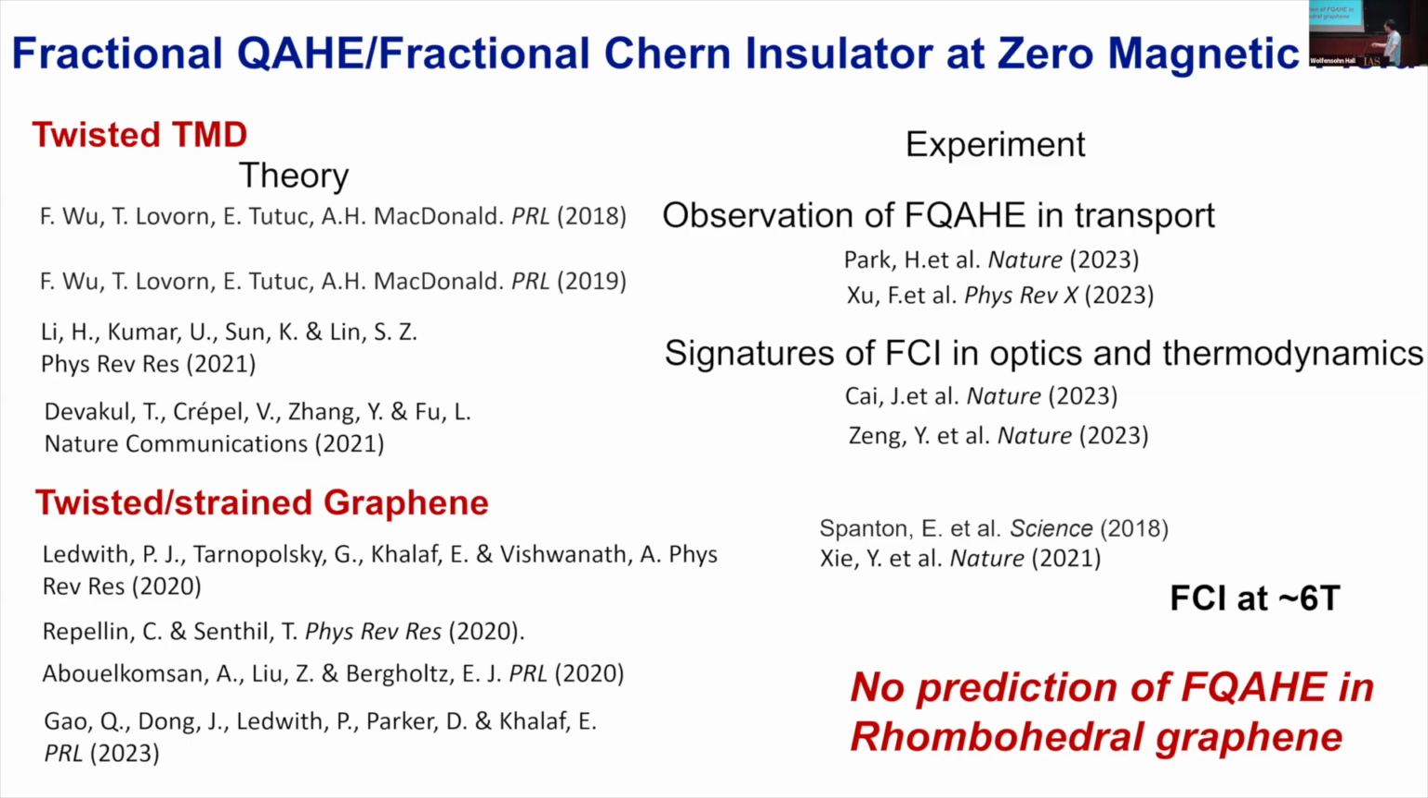And there are also signatures in the optical measurement and thermodynamic measurement to support that FCI there. And in the twisted graphene case, so far the best result is what Emil Yacoby at Harvard got. They observe FCI state persists to something like 5 or 6 Tesla. It's not 0. It's still quite big field. And nobody was predicting fractional quantum anomalous Hall effect in rhombohedral graphene hBN. And later, we thought about why that's the case, right?